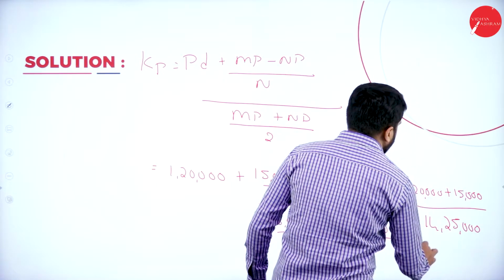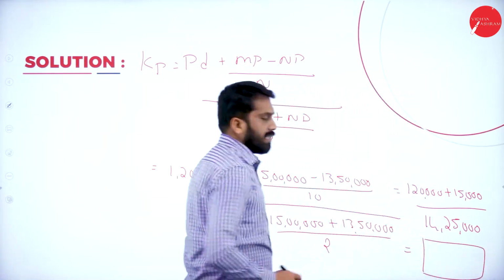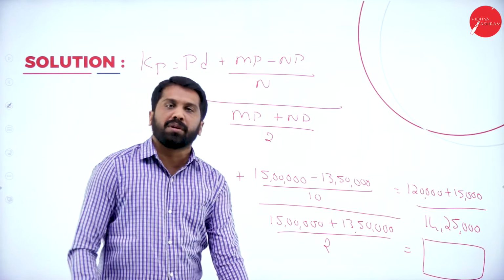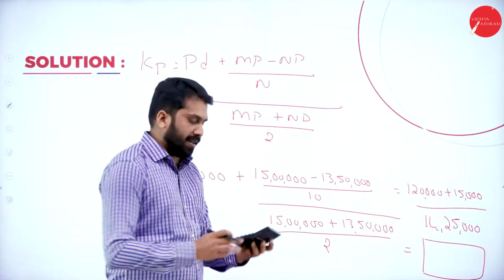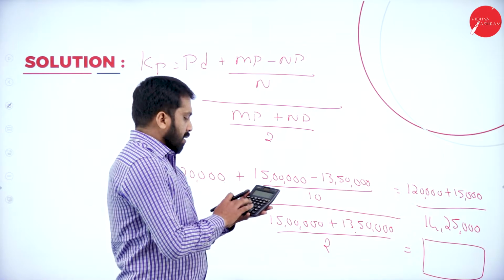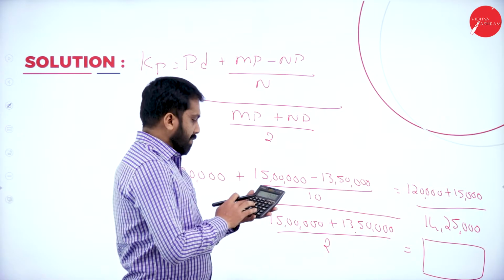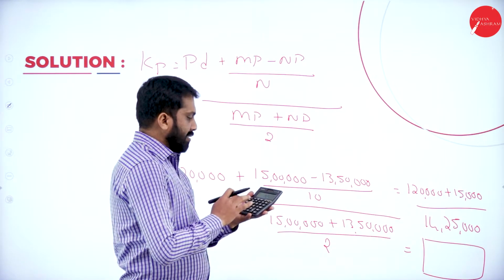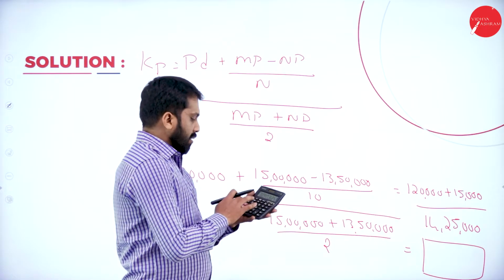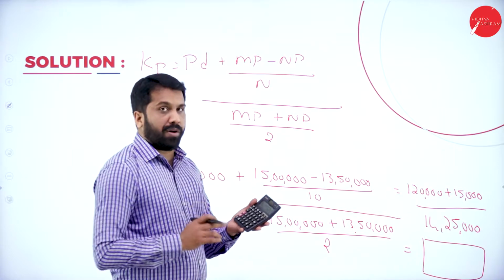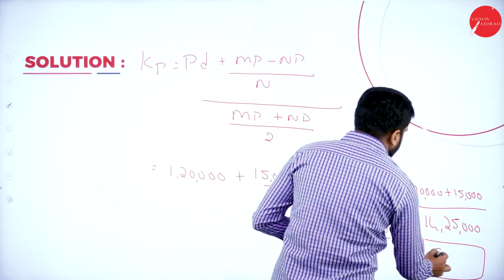14,25,000. Simplify this. I need the answer in percentage. So what should we do? We should multiply with 100. Now, 1,20,000 plus 15,000 divided by 14,25,000. This will be, your answer is around 9.47%.